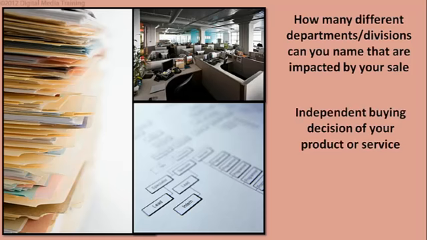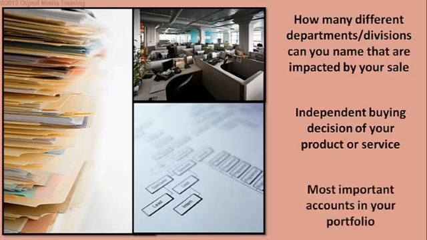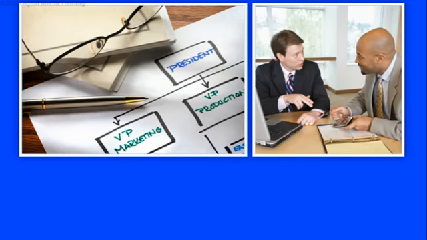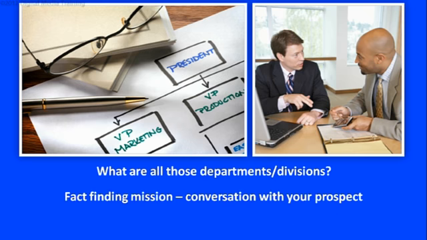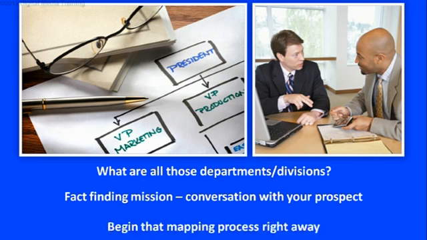When you think about the most important accounts in your portfolio, chances are you can't name fully all the departments for any but your top 1 or 2 accounts, and many salespeople struggle even with that. And so the first thing we want to ask ourselves is, what are all those departments and divisions? And if we can't answer that question, then our next fact-finding mission is to determine what the answer to that is, and the best way to do that, of course, is a conversation with your prospect. Ideally, you would have thought about this just before you met with the prospect the first time. So, as you were speaking to them, you would begin that mapping process right away.